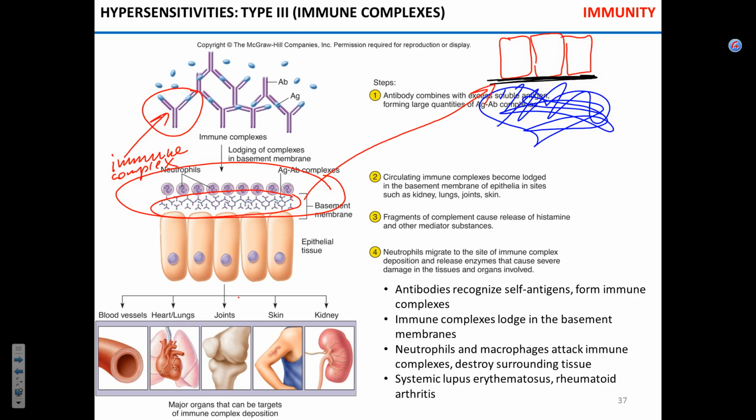Now remember, antibodies by themselves don't do anything. They just label. But what they label for is destruction. So presence of immune complexes in basement membranes will lead to the attack on those immune complexes from macrophages and neutrophils. This attack will destroy the basement membrane and impair the integrity of epithelial cells. Does it make sense so far?